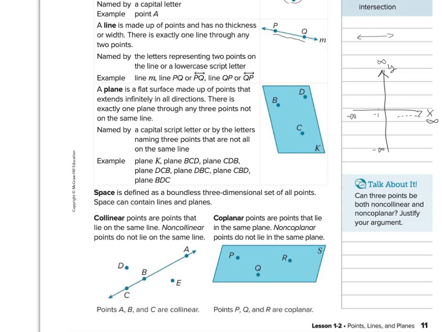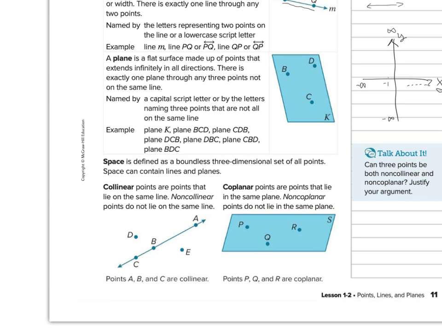Now, any 3 letters in any order, as long as they are not collinear. We'll talk more about the collinear and non-collinear things in a second. So as we have DBC, CBD, BDC, all of the different orders, because it would identify those 3 points. Space is identified as the boundless 3-dimensional set of all points.